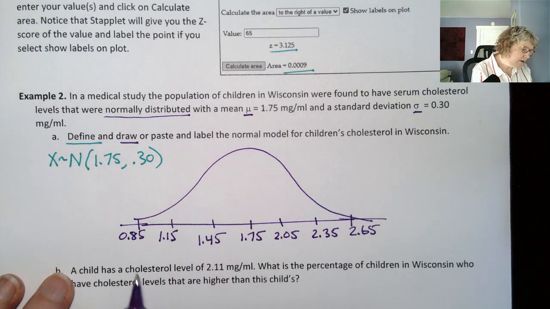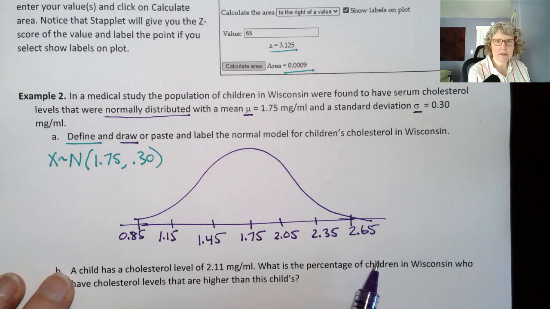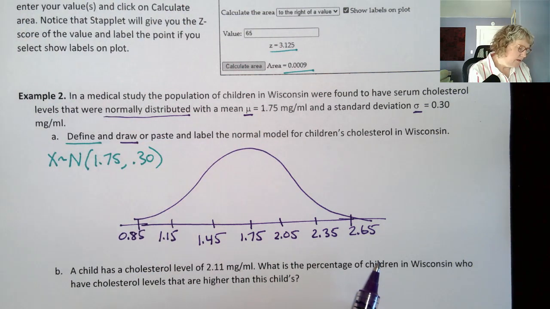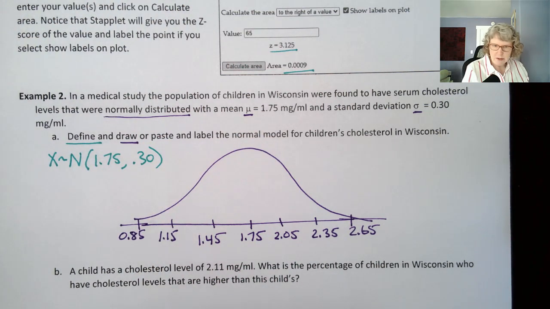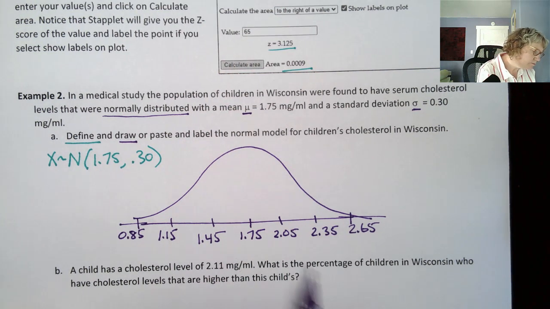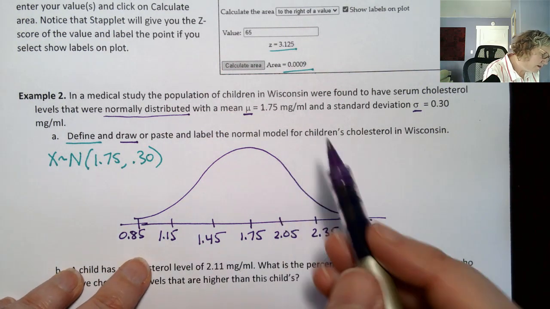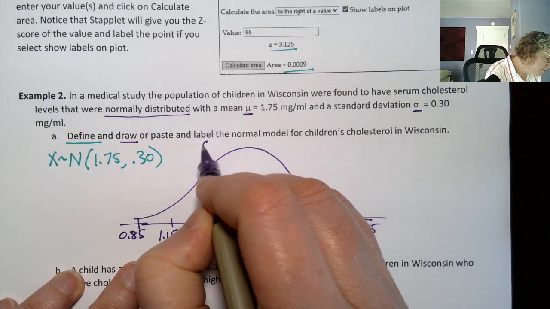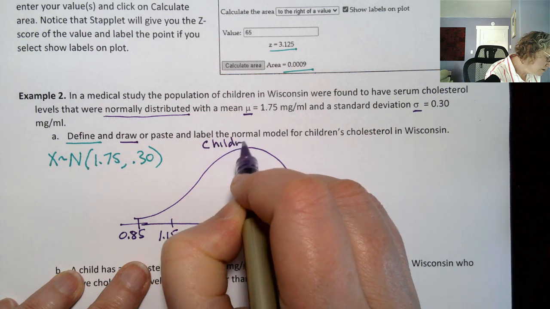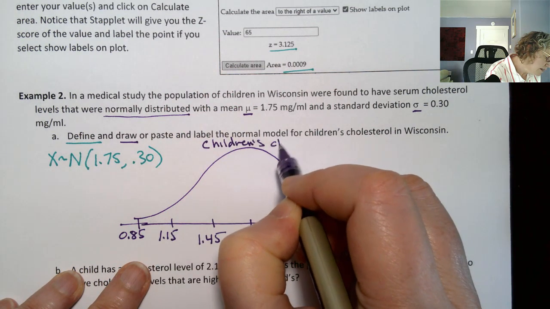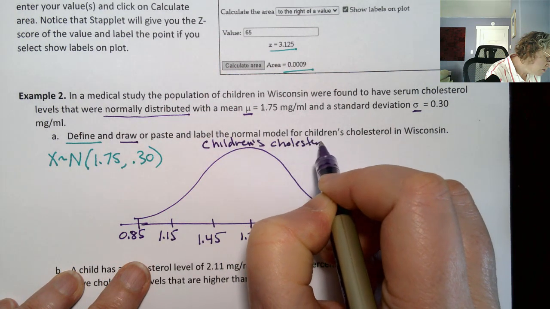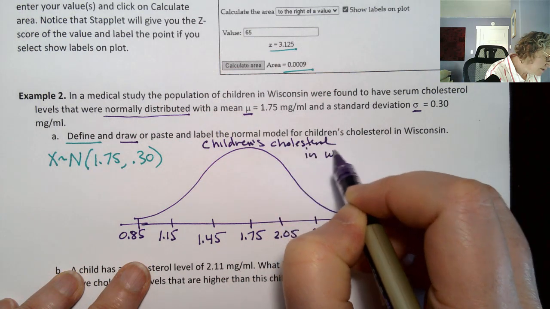And then we need to write our variable in units on the bottom, or if you want to make a title, and if you want to split it into two, you're welcome to, but just have it somewhere. This would be children's cholesterol. I think in this one it's kind of long, so I will split it up. I'm going to say children's cholesterol in Wisconsin.